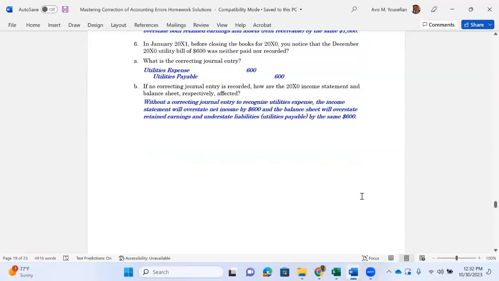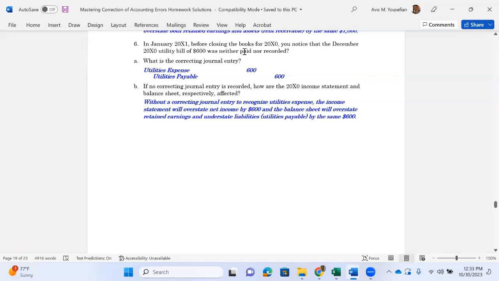In January of 2021, before closing the books for 2020, you noticed that the December 2020 utility bill of $600 was neither paid nor recorded. And that's a very common thing. So if you have a utility bill, normally you need to recognize it by the end of December because that belongs to 2020, right? So what is the correcting journal entry?